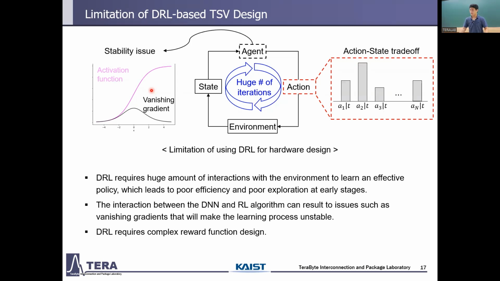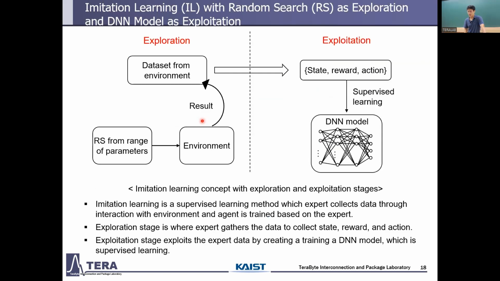So if we have a few bad steps at the start, we can have very poor efficiency and poor exploration at early stages. And the interaction between a DNN and the reinforcement learning algorithm can result in issues such as vanishing gradient, which will make the learning process very unstable. They will not converge. And also deep reinforcement learning requires complex reward function design, which is a big problem. So my idea was using imitation learning with random search.